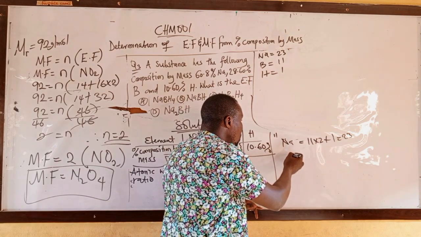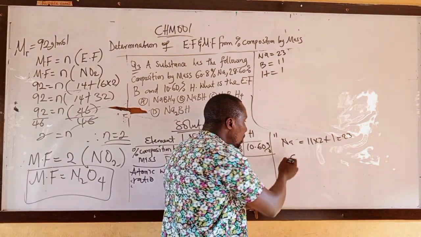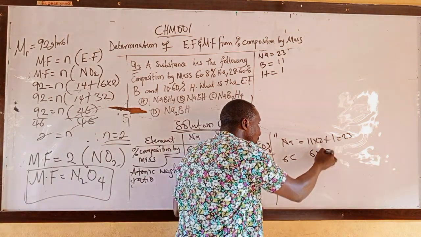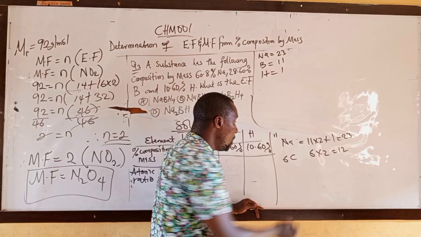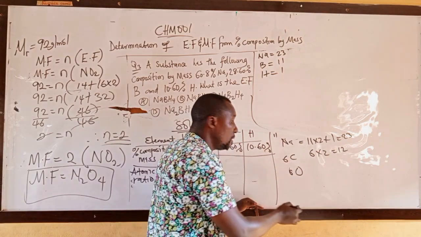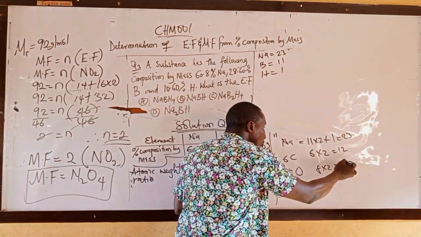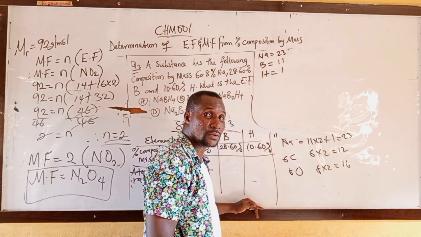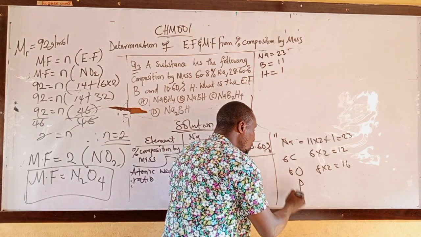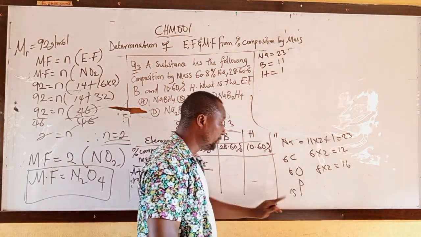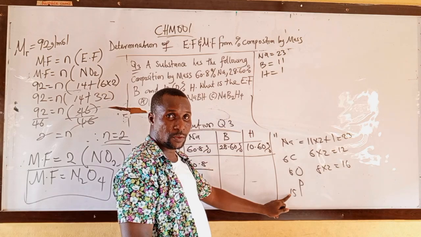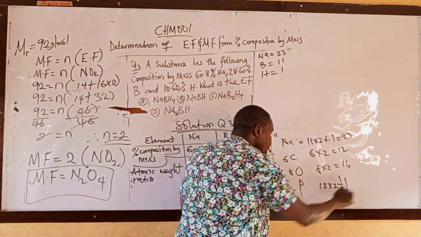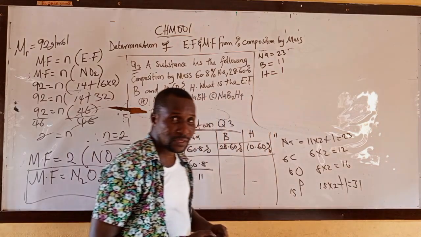For example, when you have carbon, atomic number is 6. Just multiply the atomic number by 2. Oxygen, atomic number is 8. 8 times 2, you have what? 16. Take note. Phosphorus, atomic number is 15, an odd number. 15 times 2 plus 1, that means 31. Listen, that's how to do it.